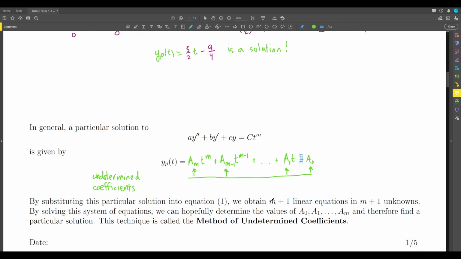In general that will give us m + 1 linear equations in m + 1 unknowns, and by solving this system of equations we can determine the values of a_0, a_1, up to a_m, and then find a particular solution. This technique is called the method of undetermined coefficients.